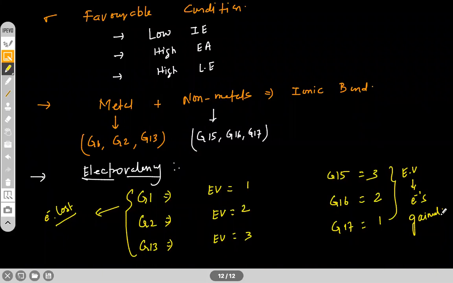One note you write down: the higher the difference between the group numbers, the more will be the electronegativity difference, and the more will be the ionic character in the bond.